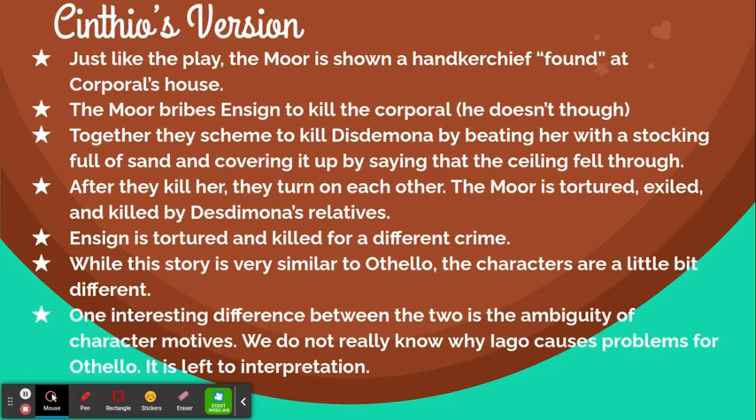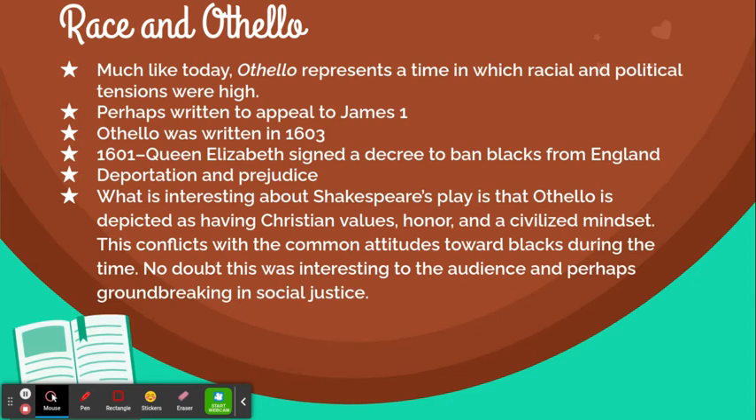So while the story is very similar to Shakespeare's Othello, the characters are a little bit different. And one interesting difference between the two is the ambiguity of character motives. We don't really know why Iago causes problems for Othello. I feel like it's left up for interpretation. But I also thought perhaps it just represents the racist attitudes of the time period. Perhaps it's saying, this is what's going on, this is what's happening. But it's not clear. We're not sure.